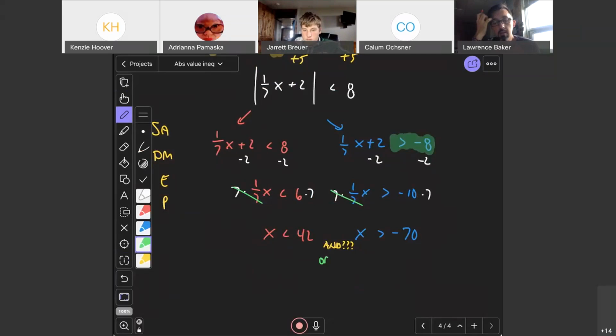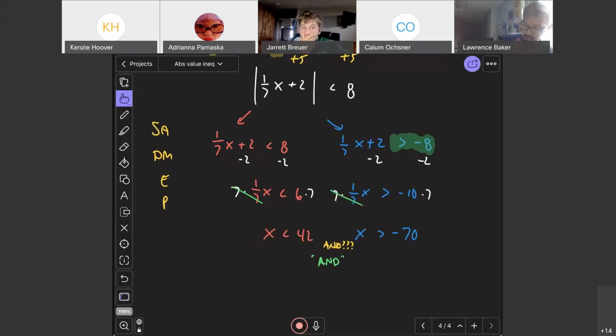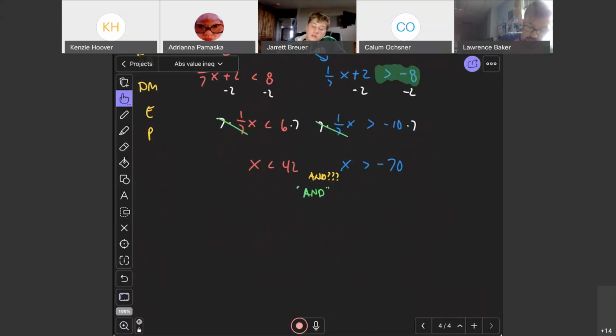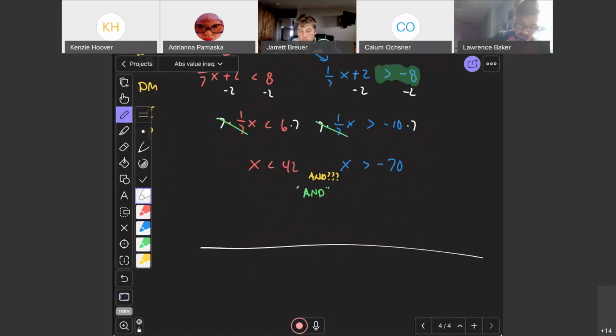Caitlin, what about you? Do you think it's an and or an or? It's an and problem. Why is it an and? Because it's greater than negative 70, but less than 42. What numbers would work for that? Like what's a number that would fit in that? 0 would fit. Okay, so you found a number that could be both. Okay. All right.